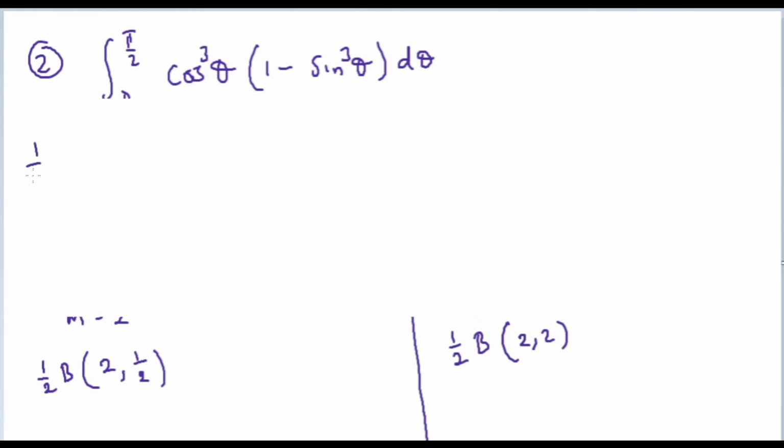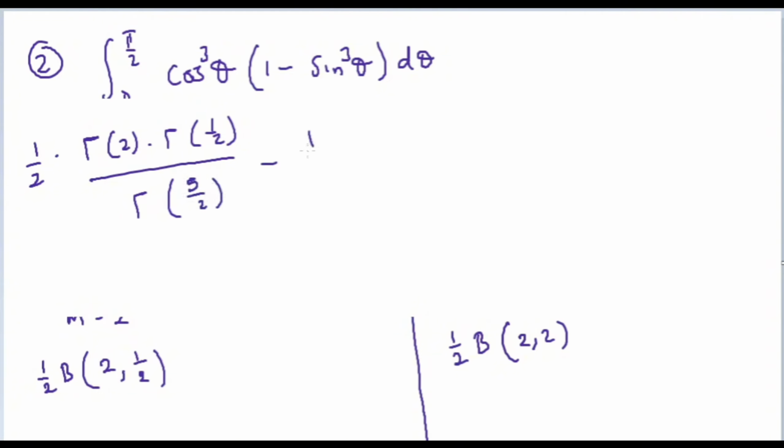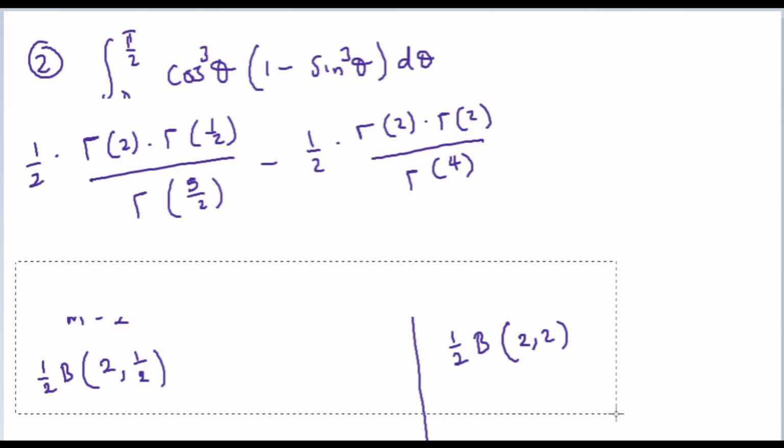So 1 over 2 times the gamma of what? Gamma of 2 times gamma of 1 over 2, right? Over, I will add it together. So 2 plus 1 over 2, that is 5 over 2. Okay, minus 1 over 2, gamma of 2, gamma of 2 over the gamma of what? Gamma of 4. Very simple, right? So very simple to deal with.